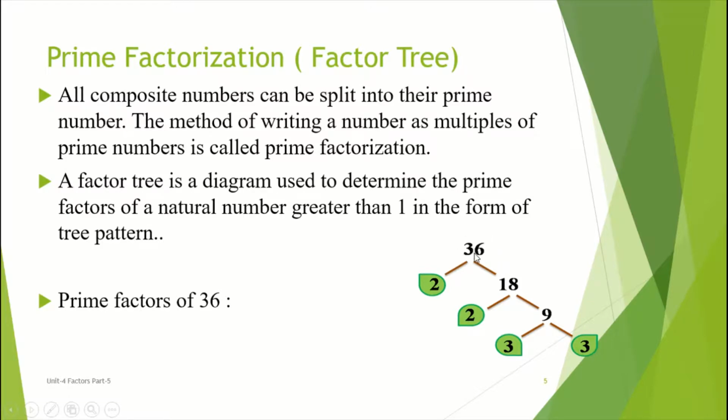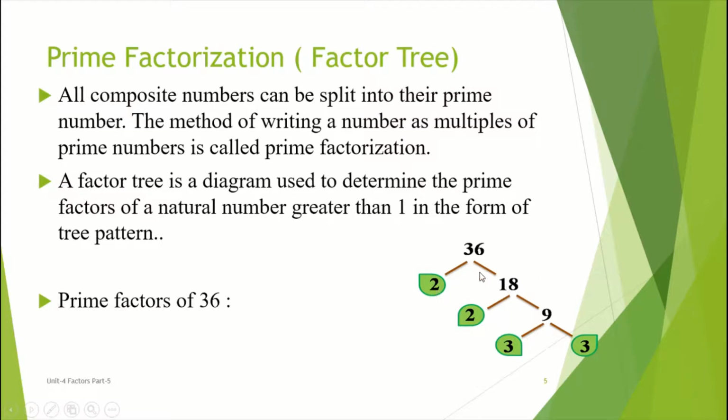We have the number 36. We know that 36 is a composite number and also it is an even number. So what we can do? We can easily divide 36 by 2. When we divide 36 by 2, we get remainder 0 and quotient 18. So how have we split 36? We have split 36 as 2 multiplied by 18.